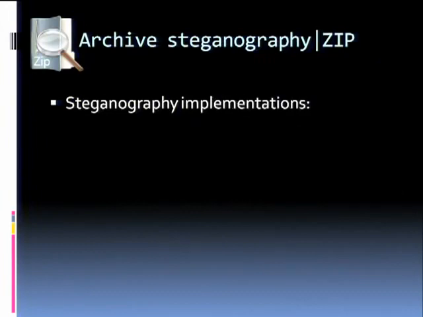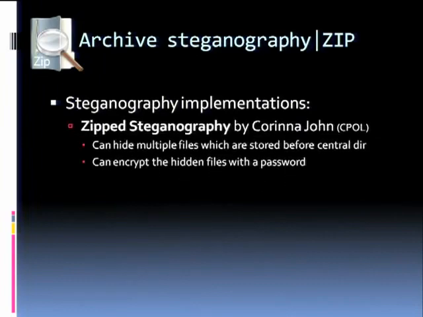Now, the implementations we found, because we didn't really invent this, and we didn't want to create new problems, there are some implementations you can see on the internet. There's Zip Steganography by Karina John. It's published under the CPOL license. It can hide multiple files inside the zip archive, stored just before the central directory. It can also encrypt files with a password.